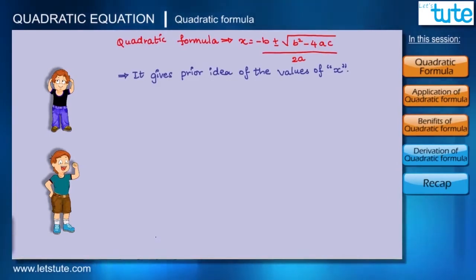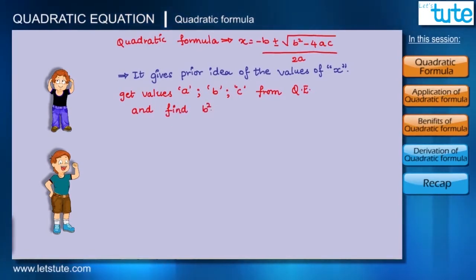It will give you a prior idea of how your values of x are going to be. And how to do that? Now you know how to get the values of a, b and c from any quadratic equation. Use them and find the value of b square minus 4ac. Now this b square minus 4ac can have three types of values. It can be positive, it can be negative, or it can be 0.